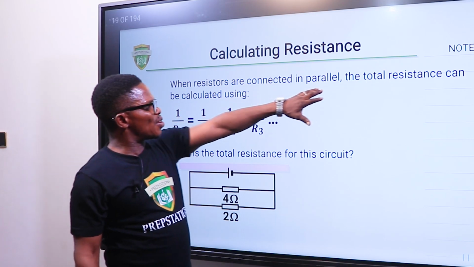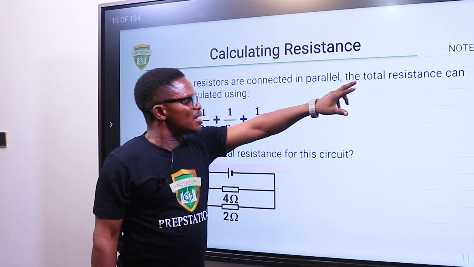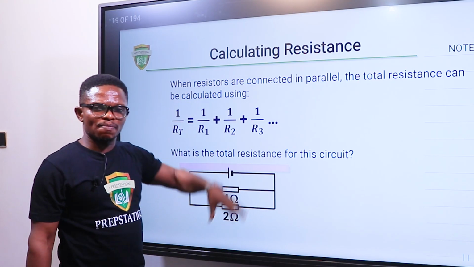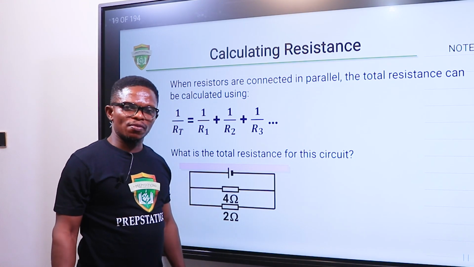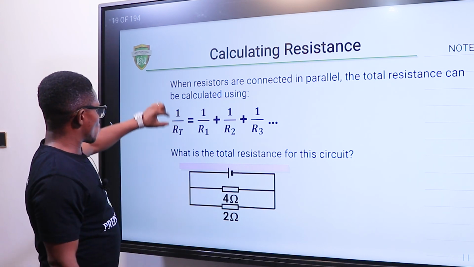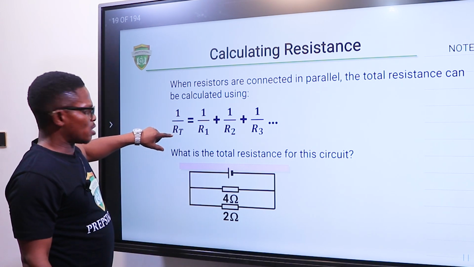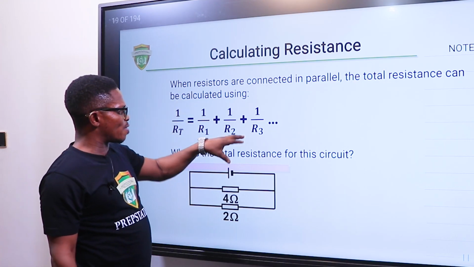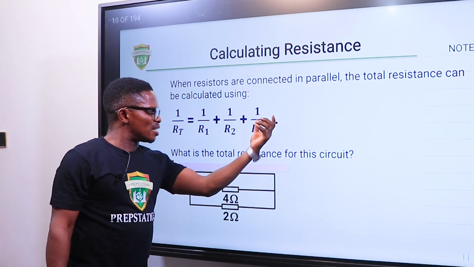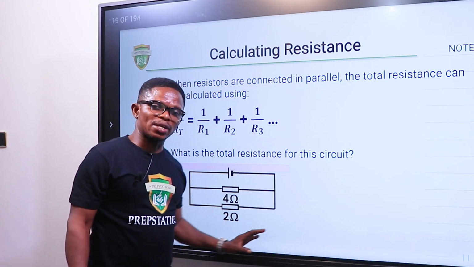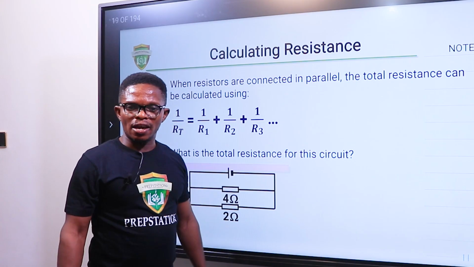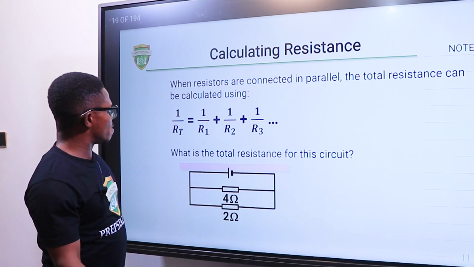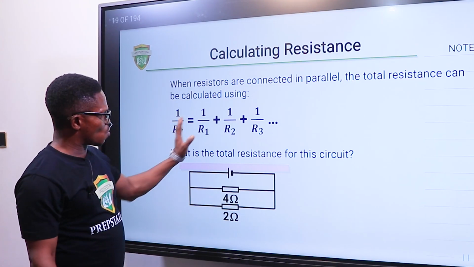Now, when resistors are connected in parallel arrangement, the total resistance is what? It is the algebraic sum of the reciprocal of each of the resistors. Now, this is it. 1 over RT, RT signifies total resistance, is equal to 1 over R1 plus 1 over R2 plus 1 over R3. This dot signifies if you have more than 3, just continue to add. Even if you have it up to 100, just continue to add. The formula is simple. 1 over RT equals all of this.